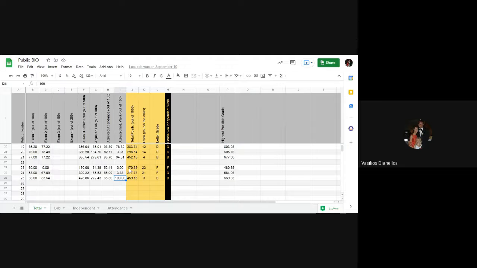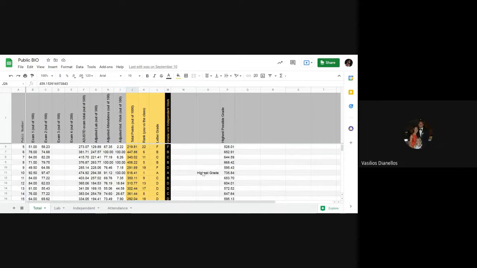Moving forward, total points out of 1,000. Again, we are only 9 weeks into the semester. We are not at the end. Therefore, if we were looking at your actual points, you wouldn't have close to 1,000. But that doesn't help you, because that doesn't tell you how you're doing.